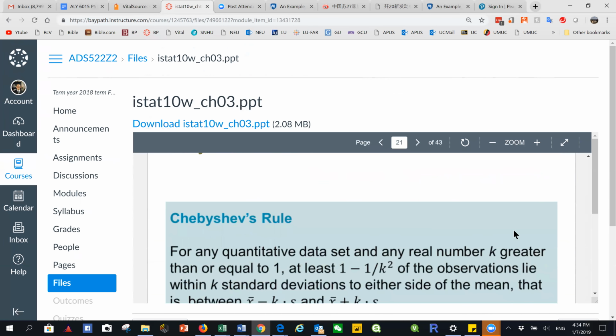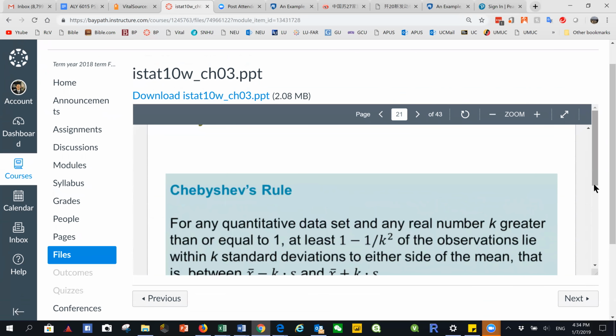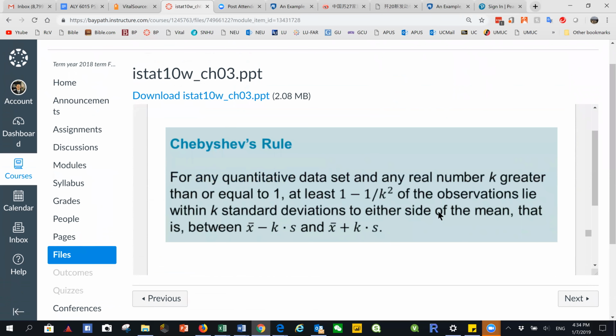Once you find the center and the standard deviation, here comes in the Chebyshev Rule to estimate the probability, which we use to describe the data. That means for any quantitative data set and for any number k greater than or equal to 1, at least 1 minus 1 over k squared of the observations lie within k standard deviations to either side of the mean. That is between center minus k times standard deviation and center plus k times standard deviation.